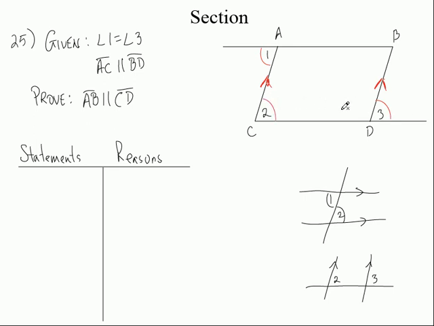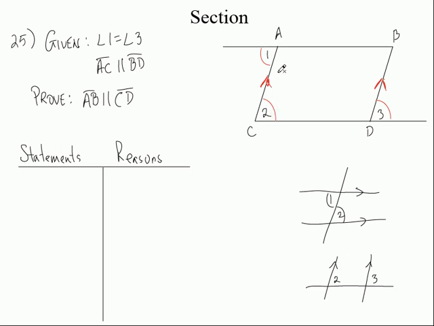Now check it out. Remember what my goal was? My goal was to show that 1 and 2 are equal to each other. And now I have it, don't I? So watch. 1's equal to 3 because it's given. 3's equal to 2. Why? Because of corresponding angles. Because if you have parallel lines, the corresponding angles are equal. So 1's equal to 3. 3's equal to 2. Guess what? 1's equal to 2. Right. 1's equal to 2. Do you get it?